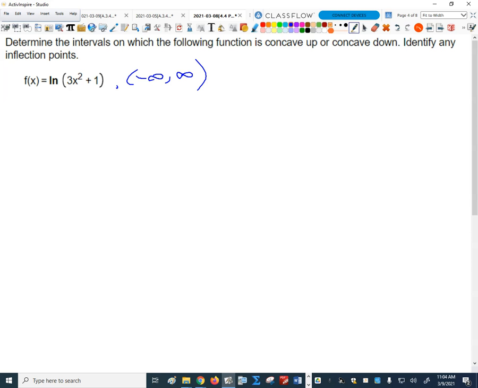Let me ask you this. If I were to evaluate this function at negative x, would anything change? It wouldn't, would it? Everybody agree that f of negative x is the same thing as f of x, because only one x appears. It's right there. If I substitute a negative x, the quantity negative x squared is the same as x squared, isn't it? So this is even symmetry.